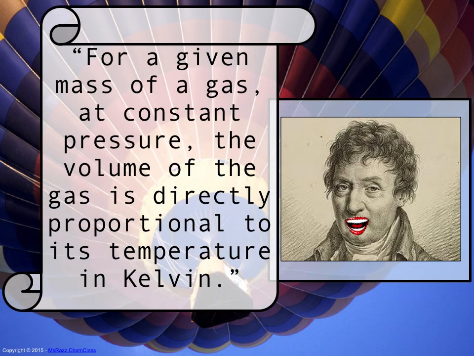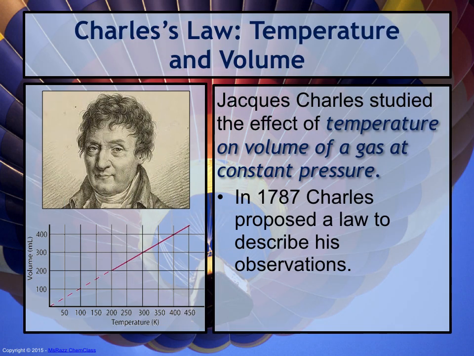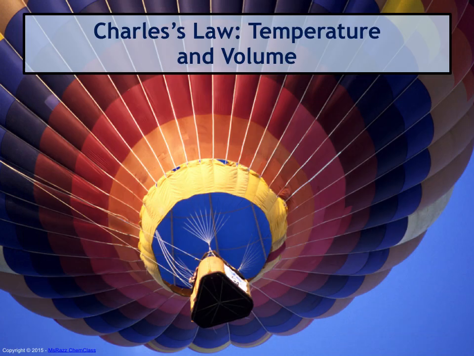What Charles said is that for a mass of a gas at constant pressure, the volume of the gas is directly proportional to its temperature in Kelvin. And that second part is important. The temperature has to be in Kelvin in order for that direct relationship to exist. So going back to the graph here, you can see as volume increases, temperature increases. So that means it's a direct relationship between volume and temperature.